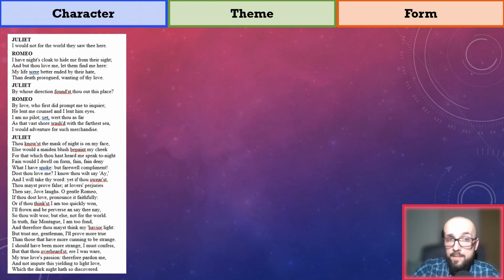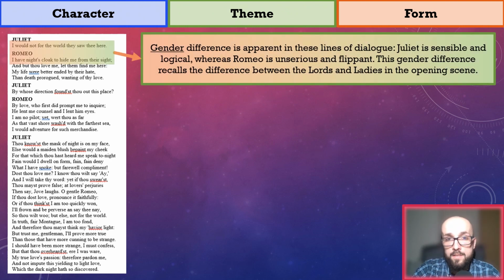The two lovers continue to chat. As if in response to Romeo's carefree dismissal of the prospect of his murder, Juliet stresses that it is the last thing in the world she would want to see, which the young Montague more or less shrugs off, saying he will be fine because he could just hide because it's dark. The contrast between their reactions then shows gender difference. Juliet is sensible, whereas Romeo is reckless. Now this recalls the opening scene, in which the lords and ladies demonstrate the exact same gender differences as well.